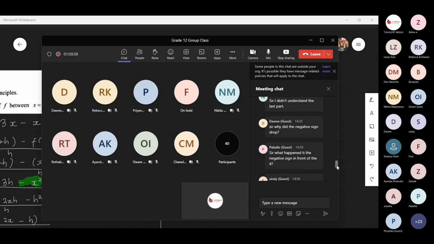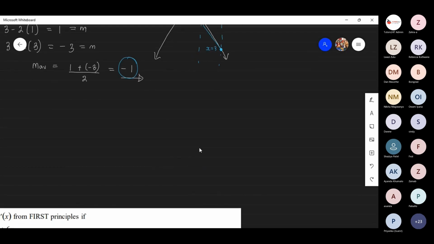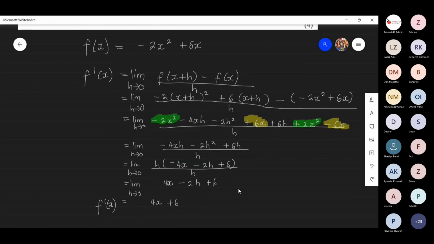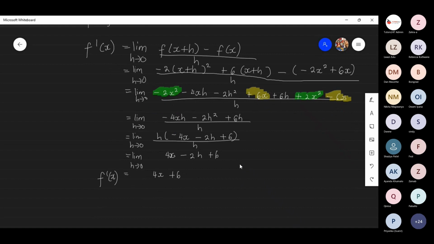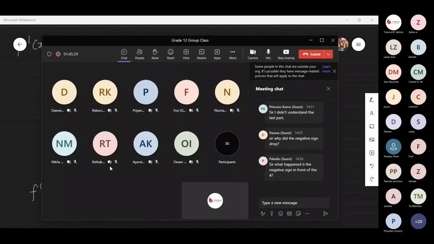Okay, why did the negative sign drop? Let's see, what negative sign? Oh, yes. Sorry about that. Yes, Danae, you are correct. There is a negative sign there. So this is negative 4x plus 6. The negative sign was not supposed to disappear. That is an error on my part. So, like I said previously, does anyone have a question so we can resolve that before we move on to physics?